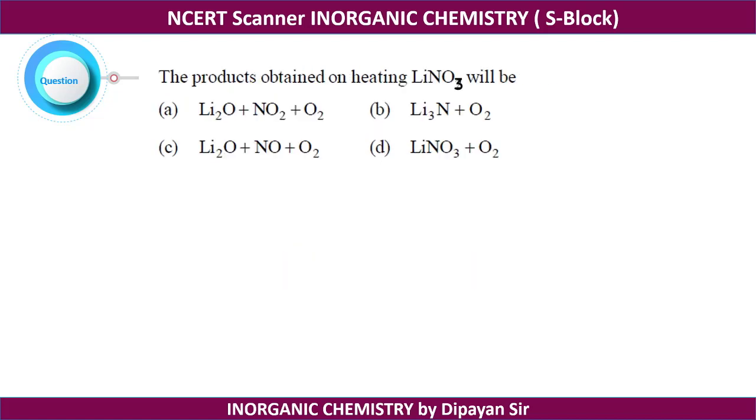and as it has the maximum ionic character, it will be more soluble in water. In question number 13, the products obtained on heating LiNO3 will be, and the correct option for this question is option A, that is LiNO3 on heating will give Li2O along with NO2 and O2.